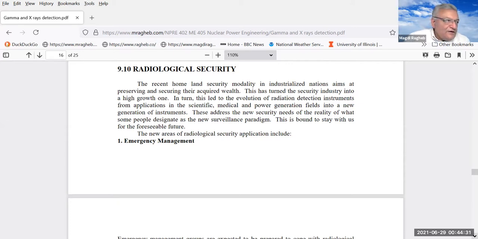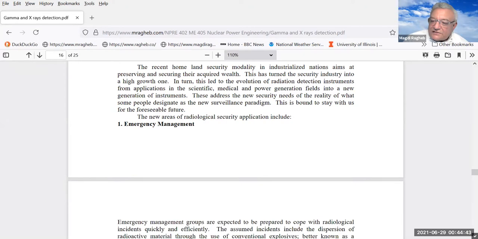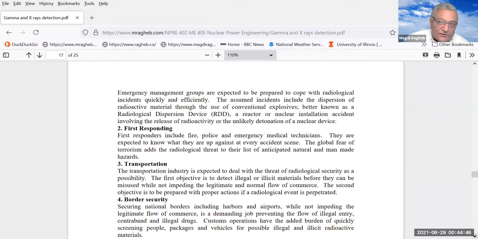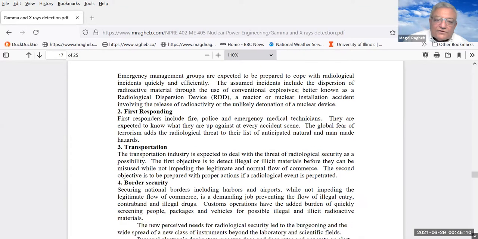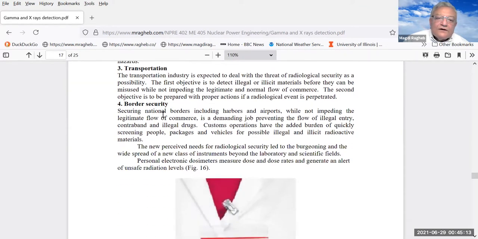Lately, though, there is a fear of non-national groups trying to disrupt societies. So in that case, radiological security is used in emergency management in the case of an accident, but also to protect populations against nefarious acts of terrorism. You'll find that it's associated with first responders. First responders do not just deal with fires, but they also deal with spills of radiation in medical environments, nuclear medicine, for instance. During the transportation of the radiation, accidents can happen and you have to contain the radiation. And definitely here, border security.